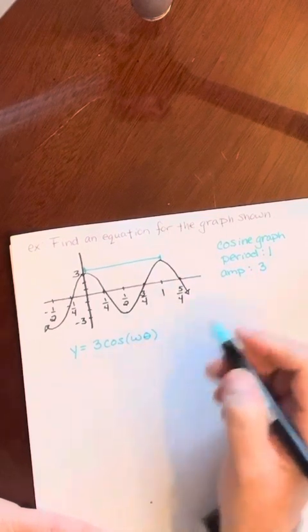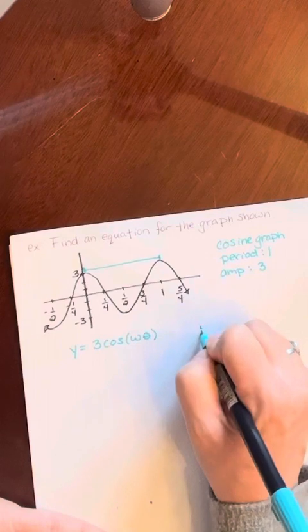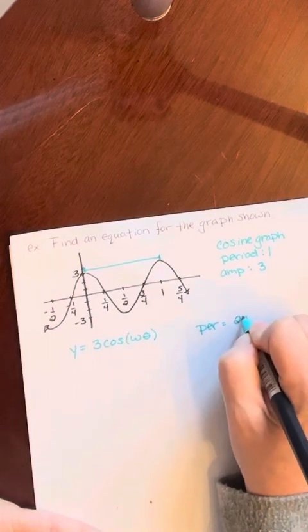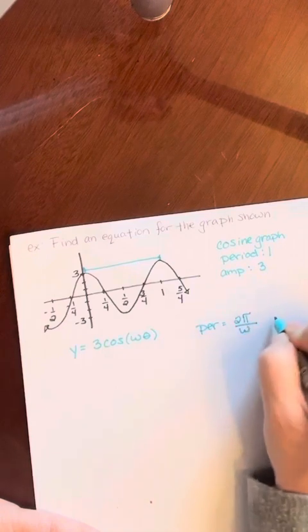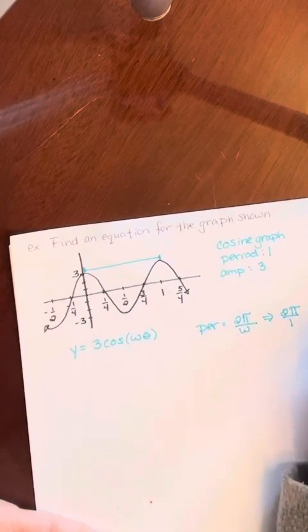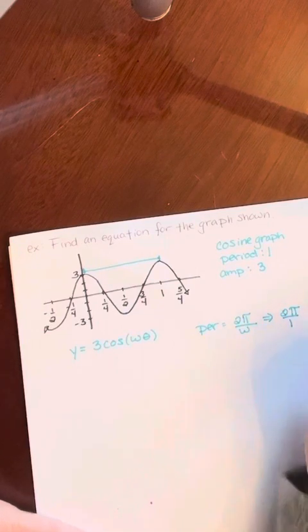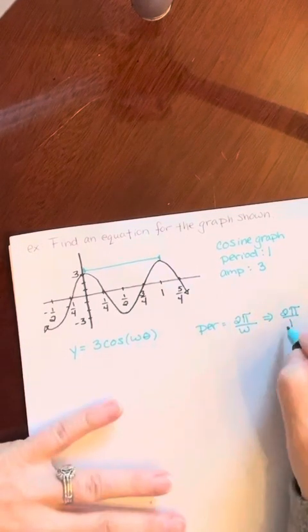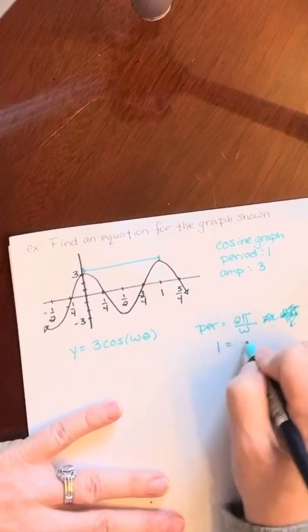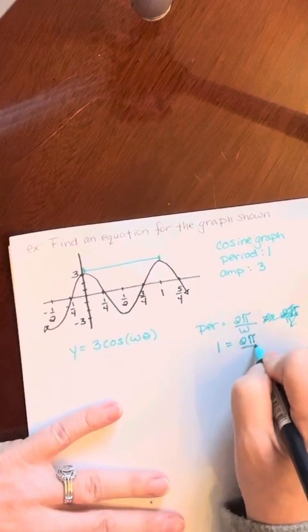Okay, so here we go. Let's figure out omega. Well, the period is 2 pi over omega. So in this case, it will be 2 pi divided by 1. So that means, let me try that again. So that means 1 equals 2 pi over omega.